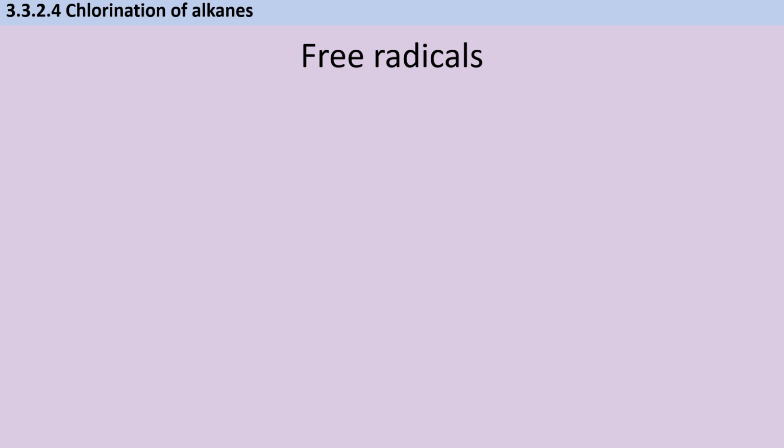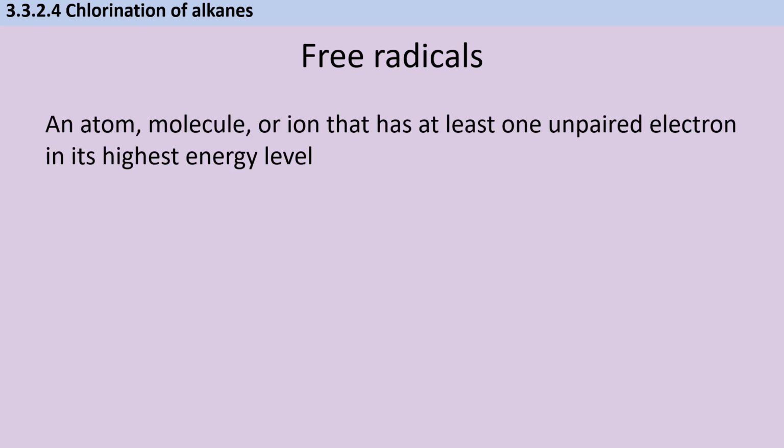So this could be an atom or a molecule or an ion, but the important thing is that it has at least one unpaired electron in its highest energy level. So this is going to make it very unstable, very short-lived and highly reactive. When we're drawing free radicals or writing about them in symbol equations, we show this by doing a single dot to represent that unpaired electron.